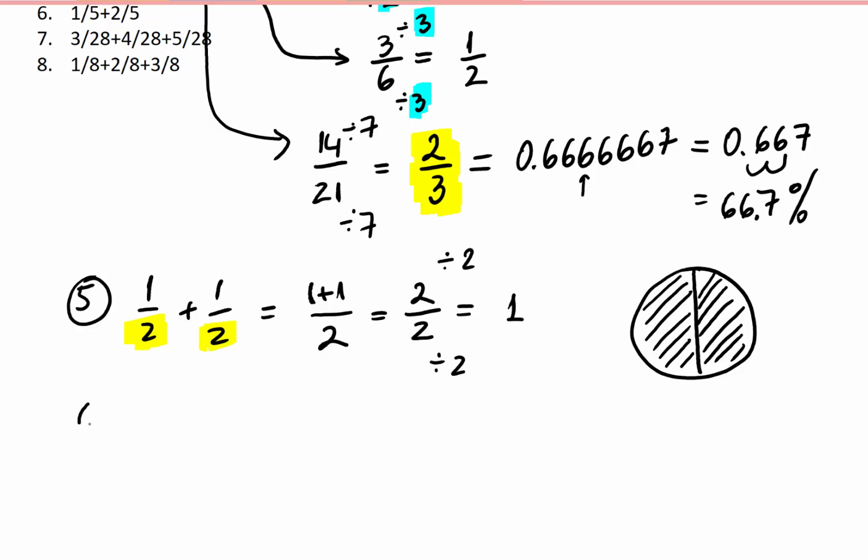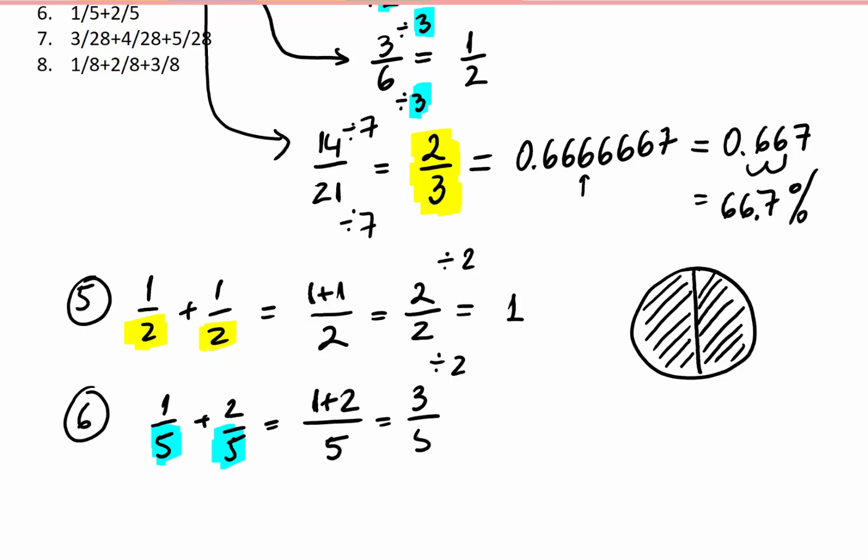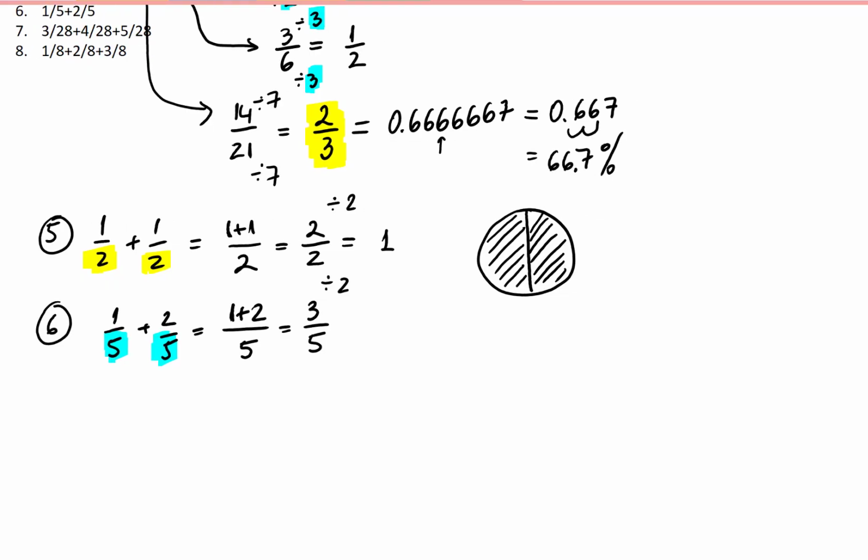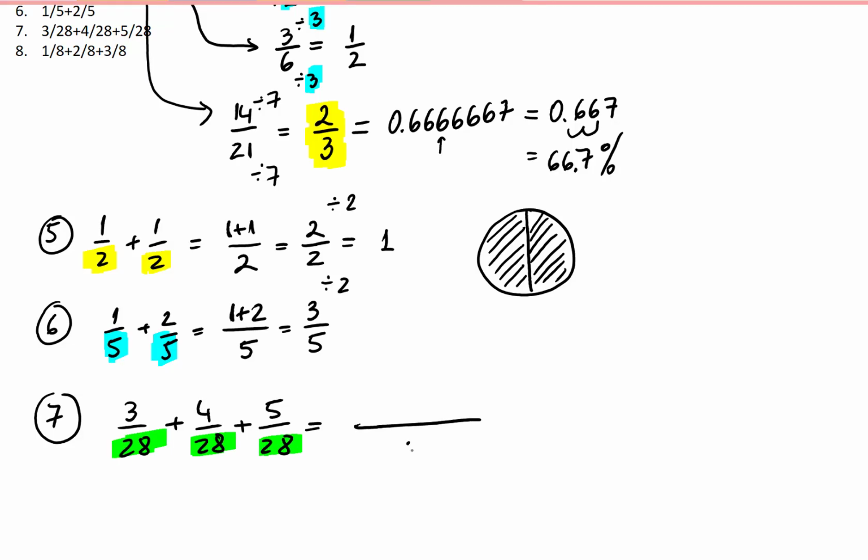In problem 6, we have 1 over 5 plus 2 over 5. So again, we do have the same denominator, 5. So we copy the denominator and we add the numerators, 1 plus 2, so that is 3 over 5. In problem 7, we have 3 over 28 plus 4 over 28 plus 5 over 28. So again, we do have the same denominator in each fraction. So we would copy the denominator, 28, and we would add 3 plus 4 plus 5. So we get 12 over 28.